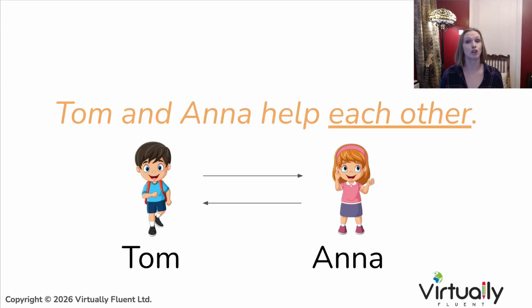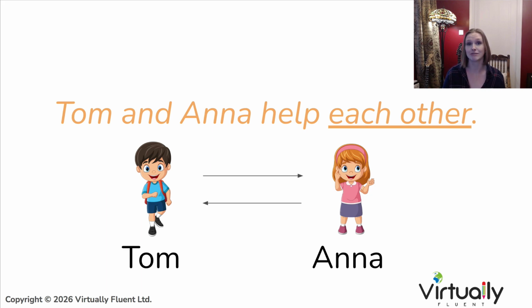For example, Tom and Anna help each other. Each other here is our reciprocal noun. And you can see from this sentence that the action works in both ways. So each other tells us that Tom helps Anna and Anna helps Tom. Remember, the action must be the same between the two or more people. So Tom helps Anna and Anna helps Tom.